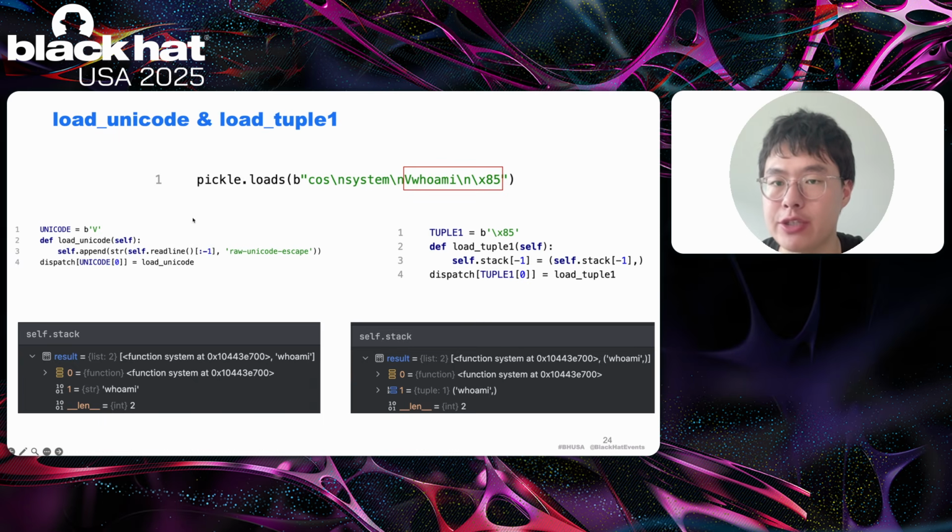So first we will execute the UNICODE opcode, which executes the load_unicode function, and it will read a string. Here it is the command, and since the command must be a tuple, we need to wrap this string into a tuple format. So we just add a TUPLE1 opcode and execute the load_tuple1 function. You can see here, after we execute load_unicode, we push the command string onto the stack, and after we execute load_tuple1, it wraps the command string into a tuple and pushes it onto the stack.